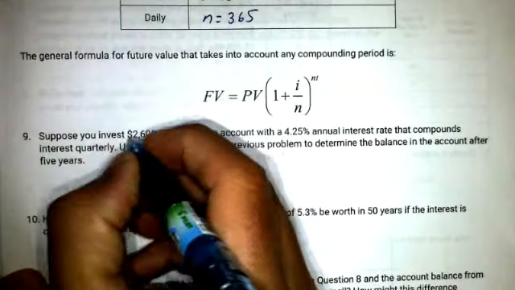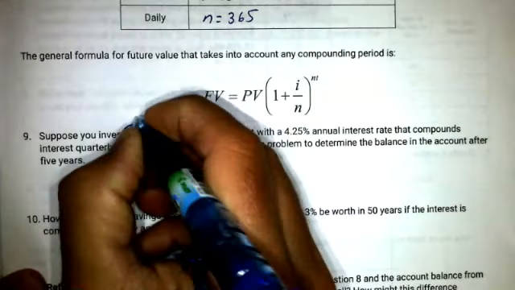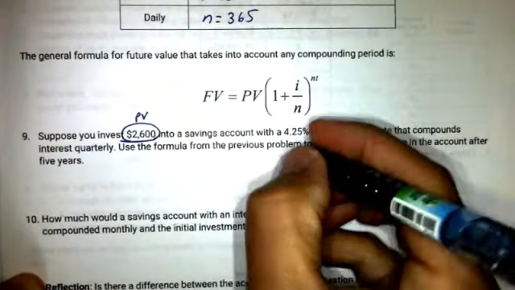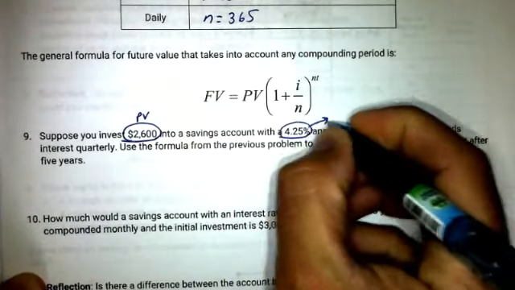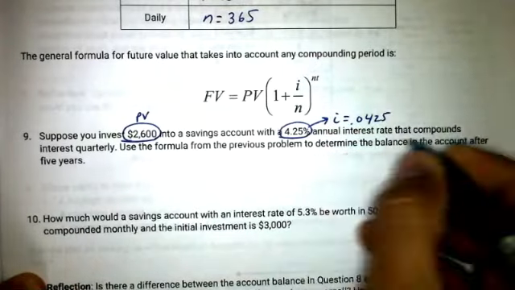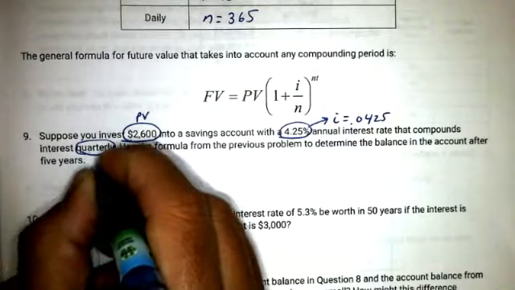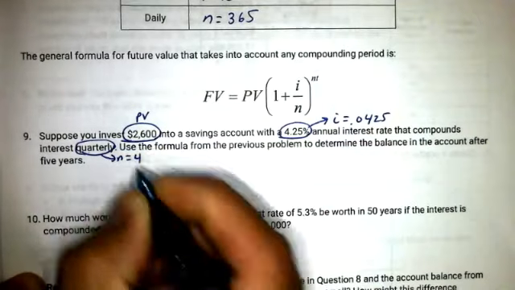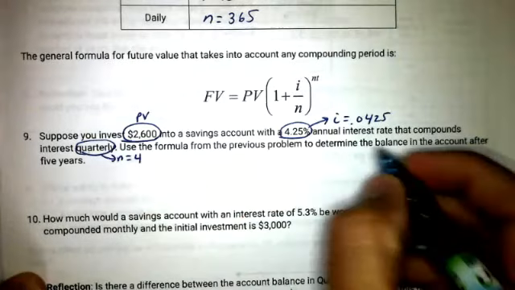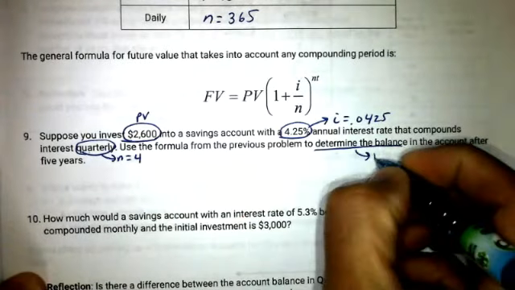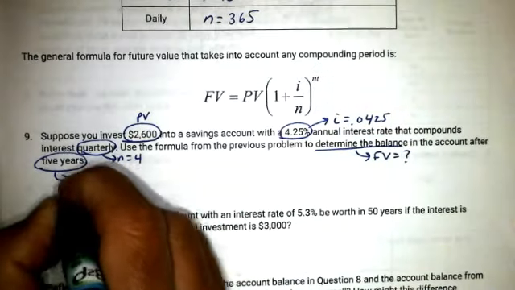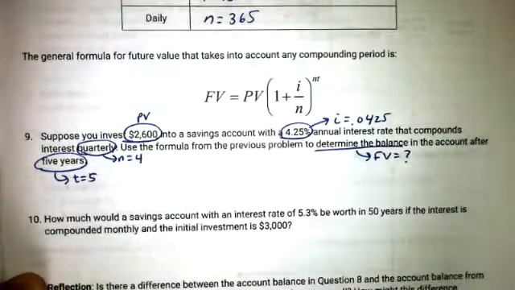Suppose you invest $2,600, that is our initial investment, our present or principal value, into a savings account, and we have our interest rate here. So that tells us that i is 0.0425, and that compounds quarterly. Quarterly tells us that our n value is 4, the number of compounding periods is 4 times a year. We want to determine the future value in the account after 5 years. That tells me my time is 5 years.